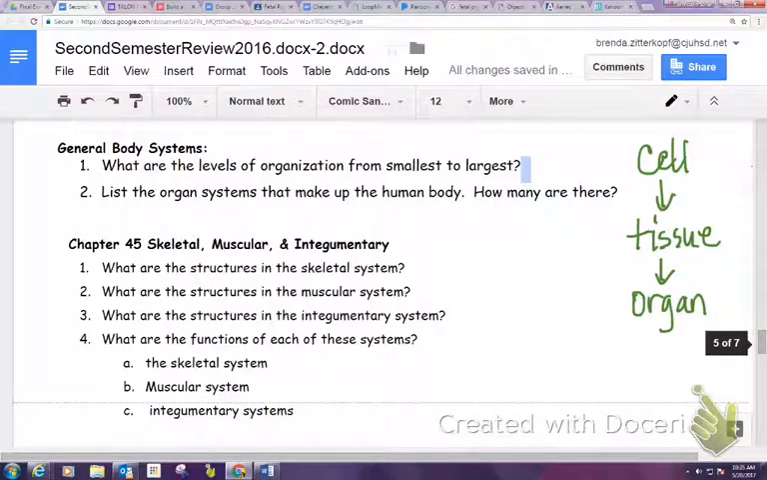rumble when I'm recording. And then organs are grouped into organ systems. In the human body, we have 11. And organ systems make up organisms. Okay, so there are 11 organ systems, and the organ systems that make up the human body, you should hopefully be able to name those.